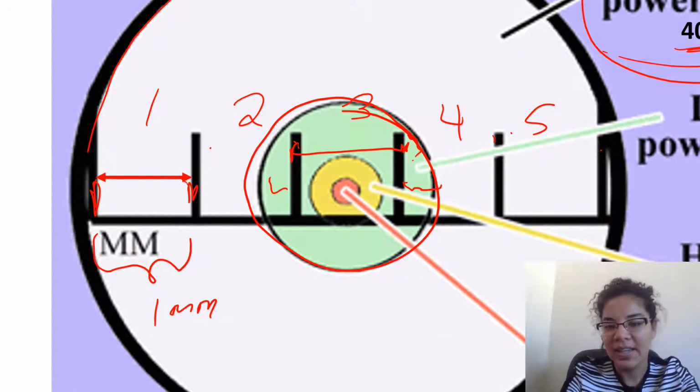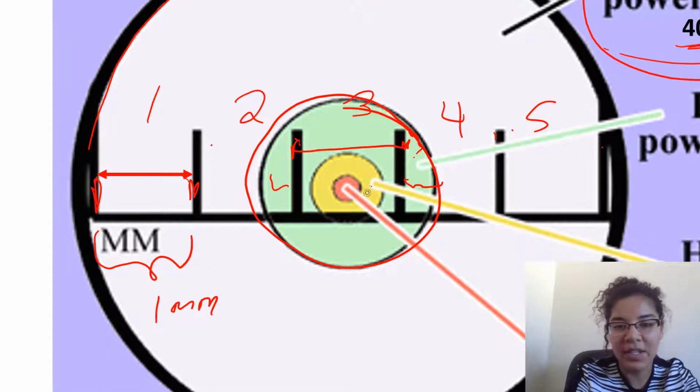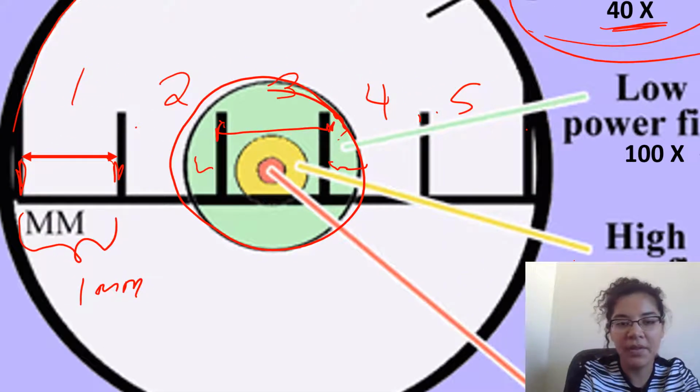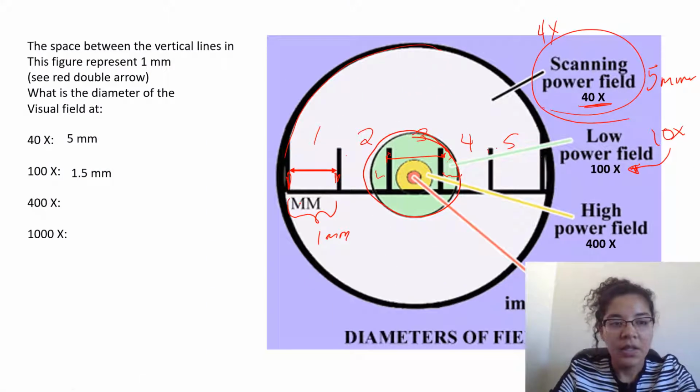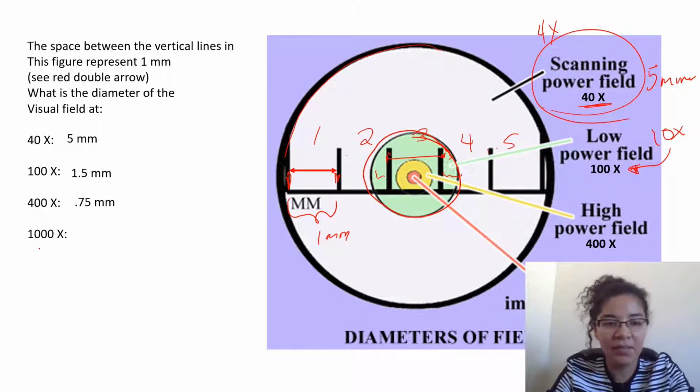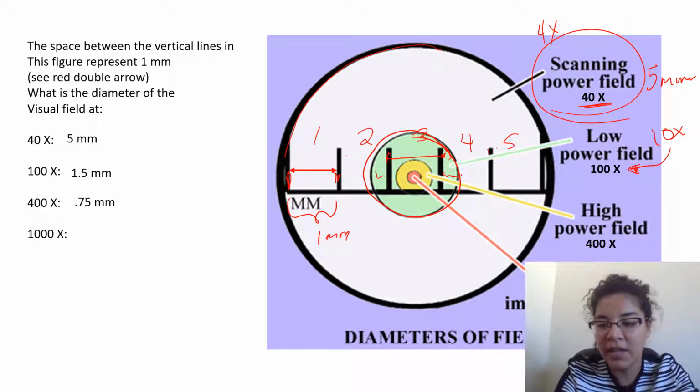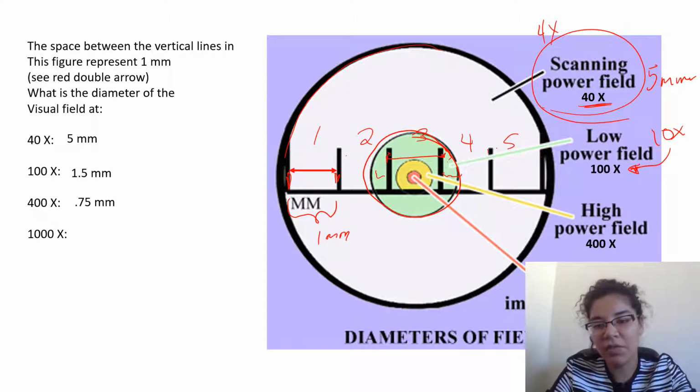And then we look at the high power. So the high power is this yellow circle. The yellow circle is less than 1 millimeter. And so I'm going to estimate that's 0.75 millimeters, 3/4 of a millimeter. And lastly, we're going to look at the 100x objective. Things are magnified 1,000 times in this view. And I'm just going to estimate that that's 0.4 millimeters.